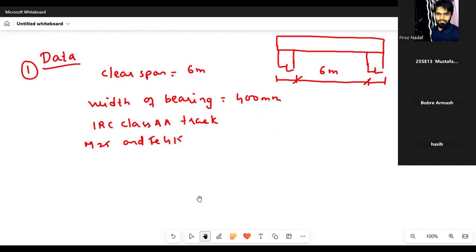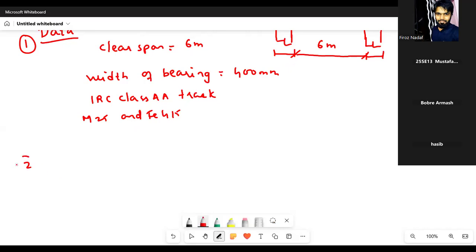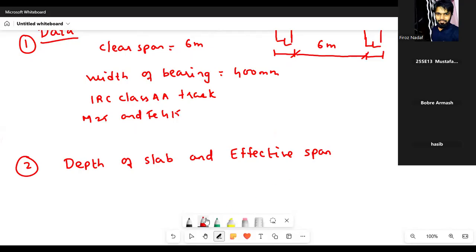What data is, the main data you have to write here. In the second step, you have to decide the depth of slab. What should be the depth of slab? And you also have to decide what is the effective span of the bridge. What is the effective span of the bridge? Okay.